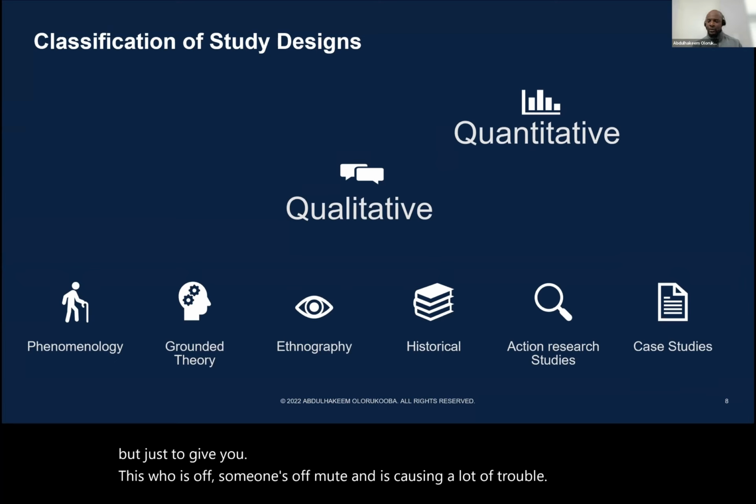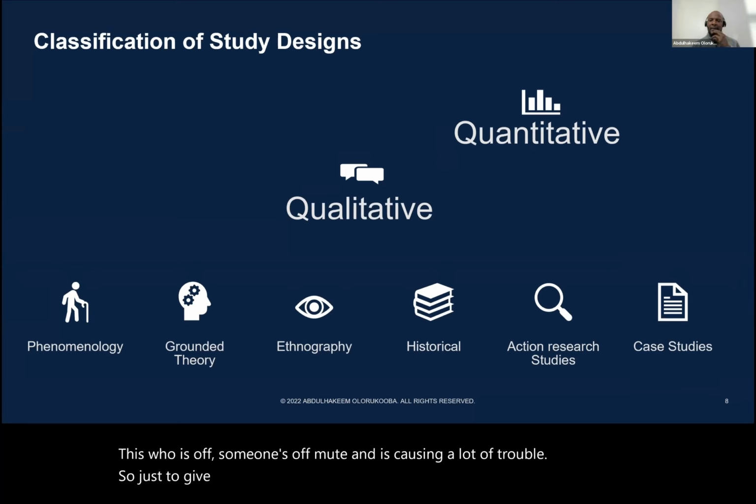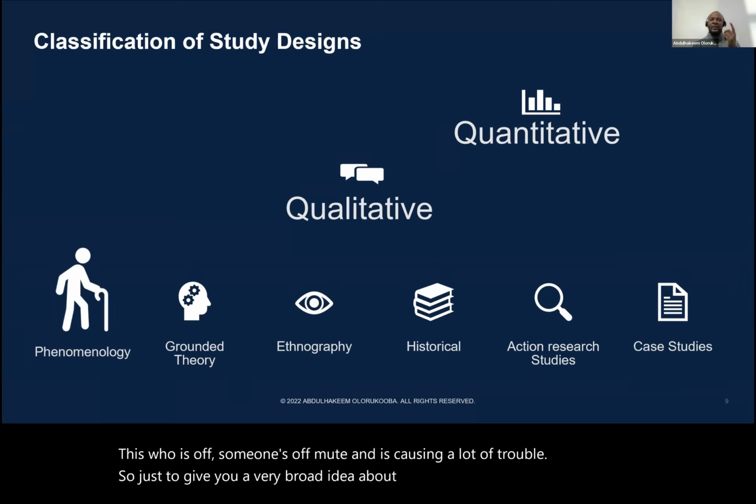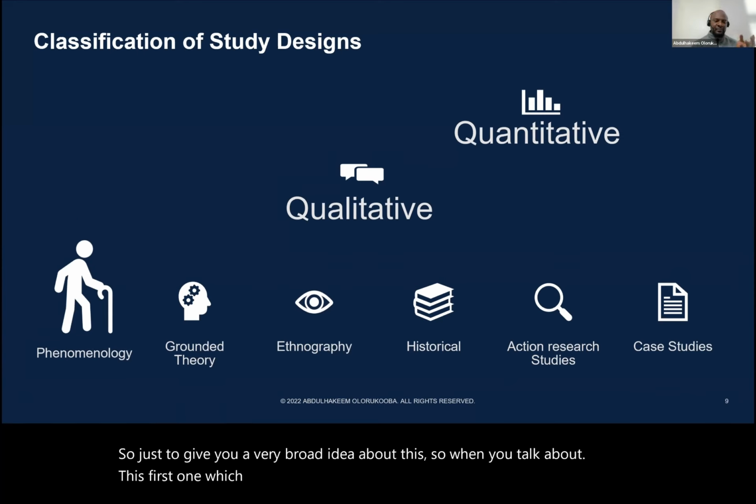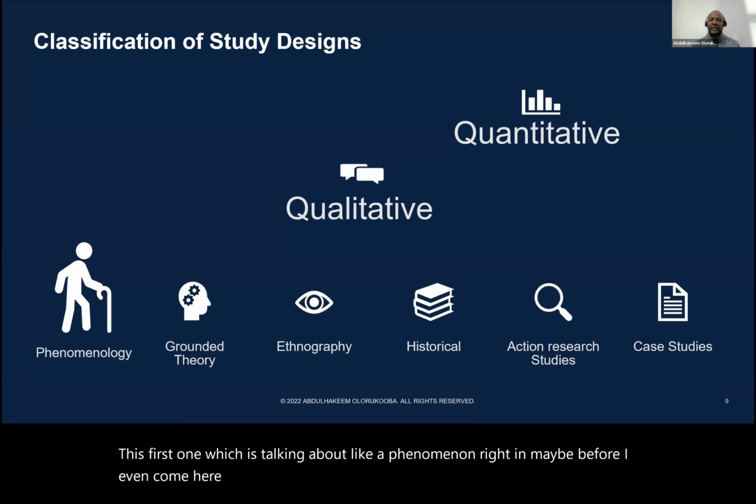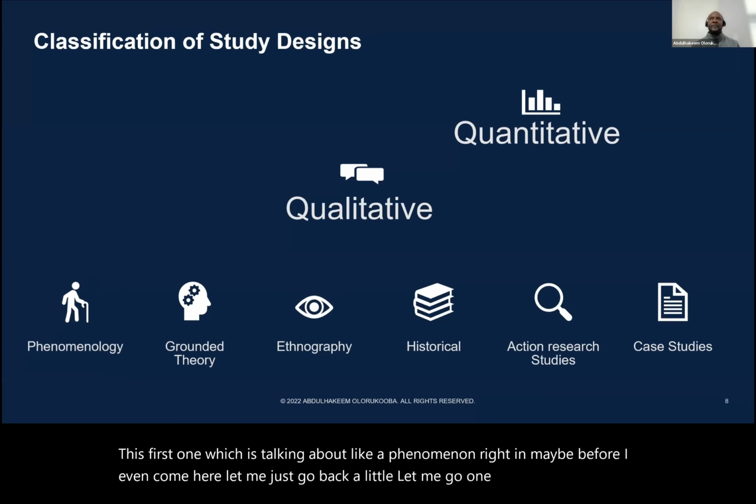Okay, so just to give you a very broad idea about this. So when you talk about this first one, which is talking about a phenomenon, right? Maybe before I even come here, let me just go back a little. Let me go one step back.